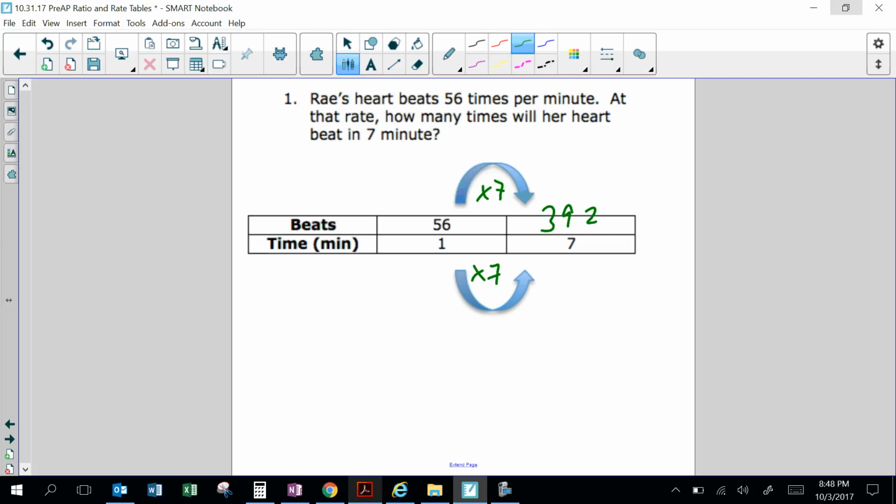Do you see it from a different perspective? What about between? How do you turn 1 to 56? Times 56. Would 7 times 56 be the same thing? Yes, it would. So how did you see it? Do you see it within or between? Side to side or up and down?